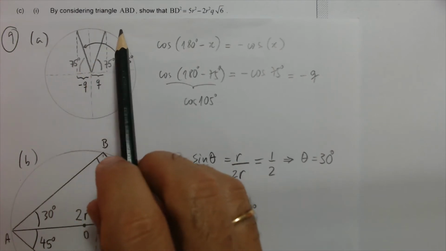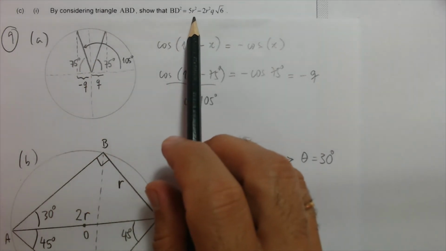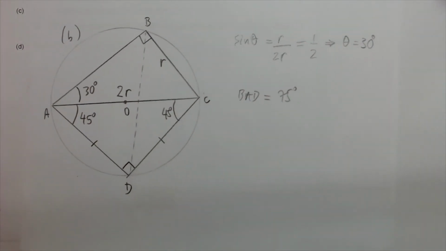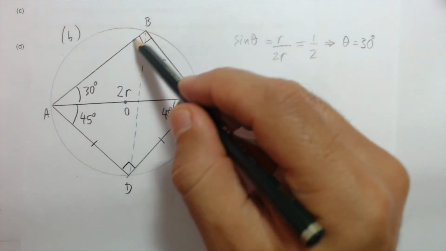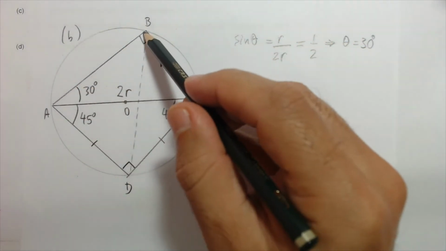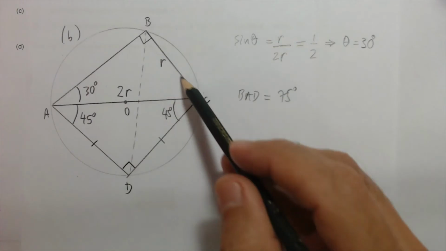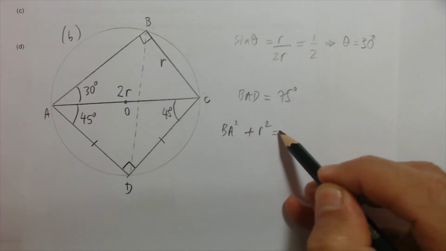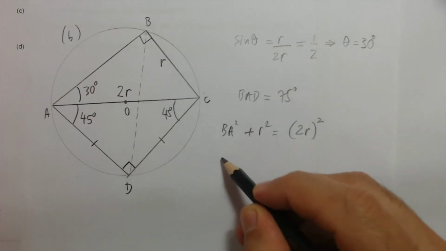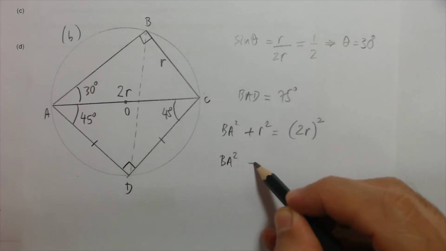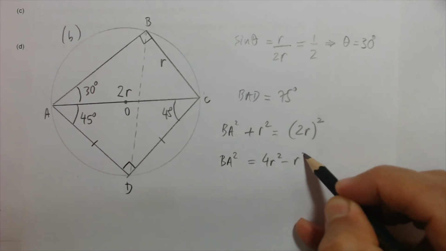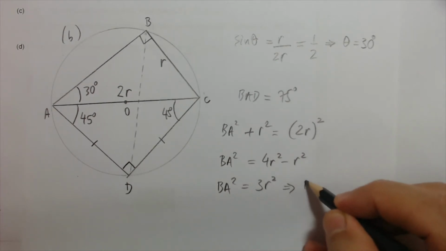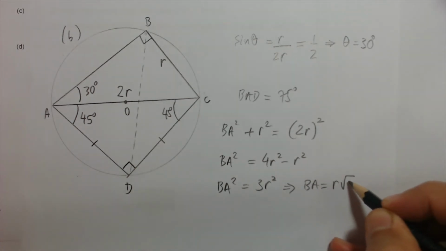By considering triangle ABD, show that BD squared is equal to 5r squared minus 2r squared root 6. So let's find an expression for this. We can use Pythagoras in this triangle: BA squared plus r squared equals 2r squared. So BA squared is equal to 4r squared minus r squared, BA squared is 3r squared. So BA is r root 3.